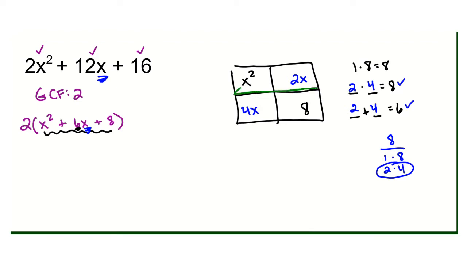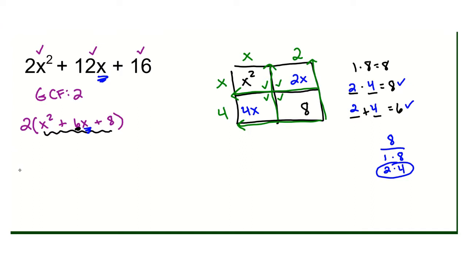The GCF in the top row is x. The GCF in the bottom row is 4. The GCF on the left side is x. And the GCF on the right side is 2. Let's check our work. x times x is x squared. That works. x times 2 is 2x. That works. 4 times x is 4x. That works. 4 times 2 is 8. That works.